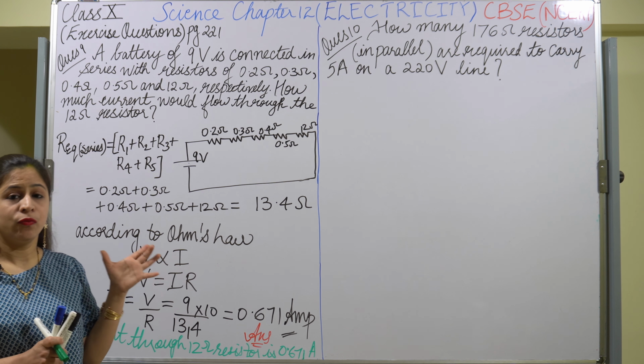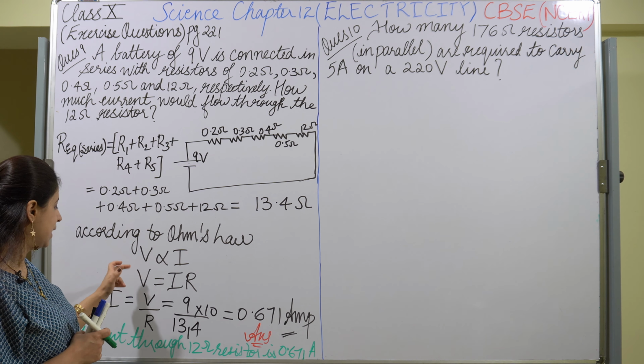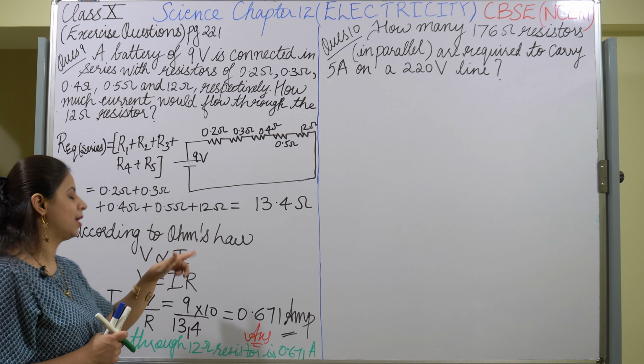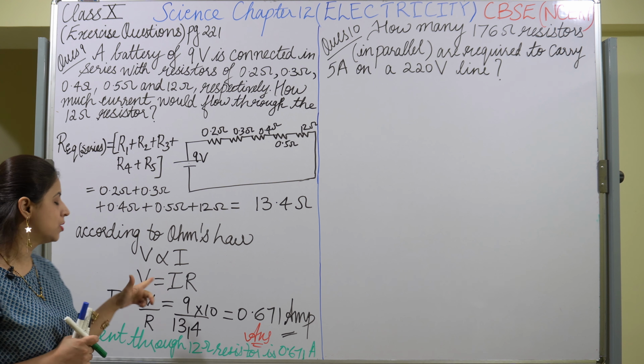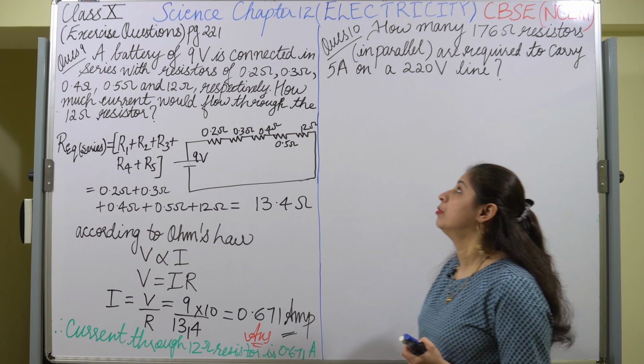So basically we should know what Ohm's law is. Ohm's law is the law which states that at constant temperature and pressure the voltage is directly proportional to the current, or V = IR. Okay. So now let us move on to question number 10.